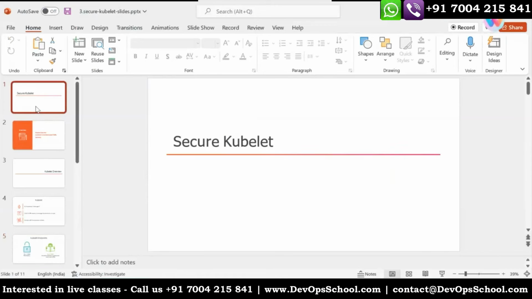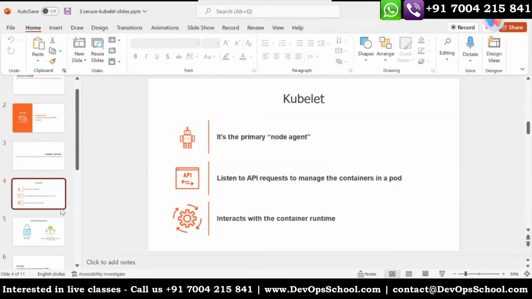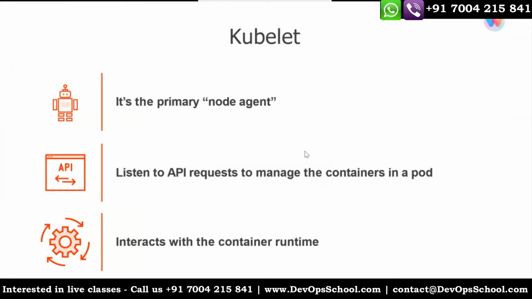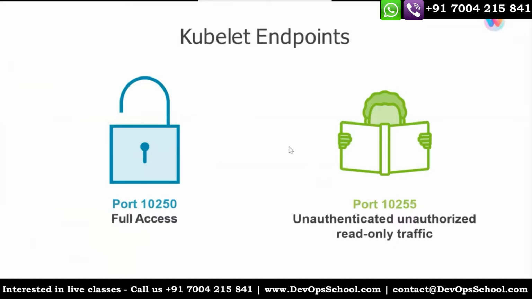So we wanted to secure our kubelet environment also. Now the question is, how do we secure? So what is a kubelet? By now we know what a kubelet is, but this is important information which we need to understand. Kubelet by default runs on port 10250, where you have full access. There is one more port used by the kubelet, 10255, where you can get read-only traffic, unauthenticated and unauthorized.